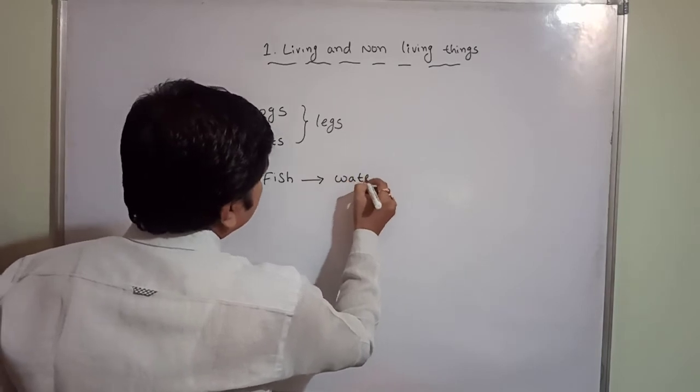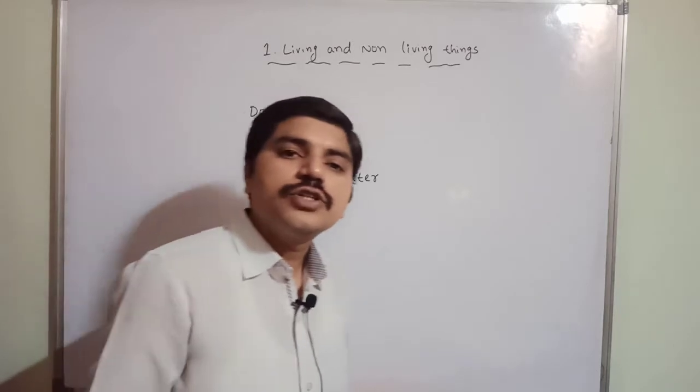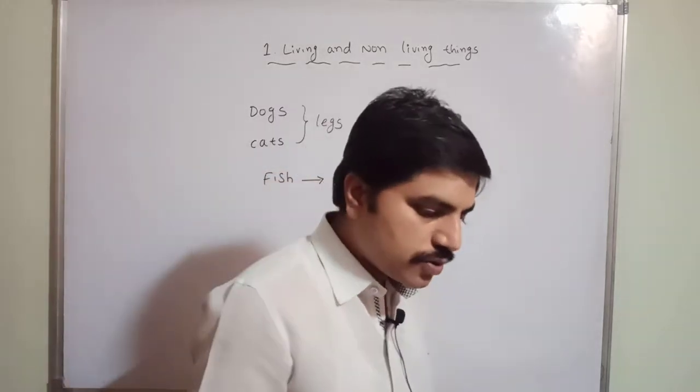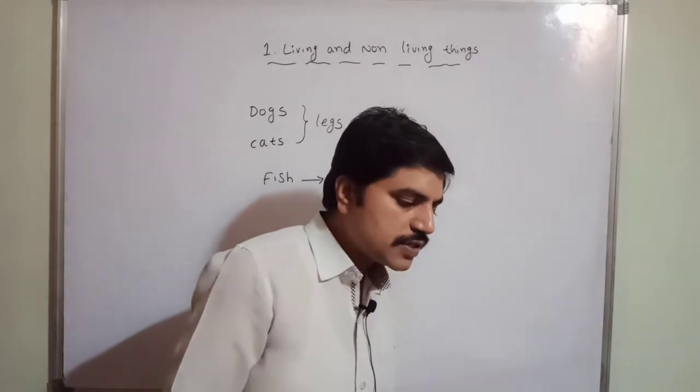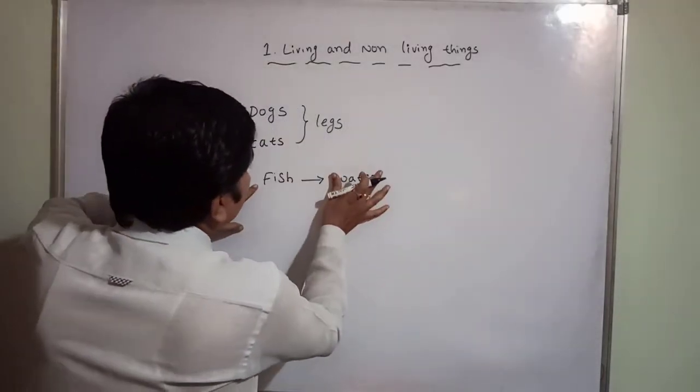Where will it be present? Inside of the water. The fish can swim inside of the water, correct? The next one, using their fins. So the fish is using their fins. What does that mean?